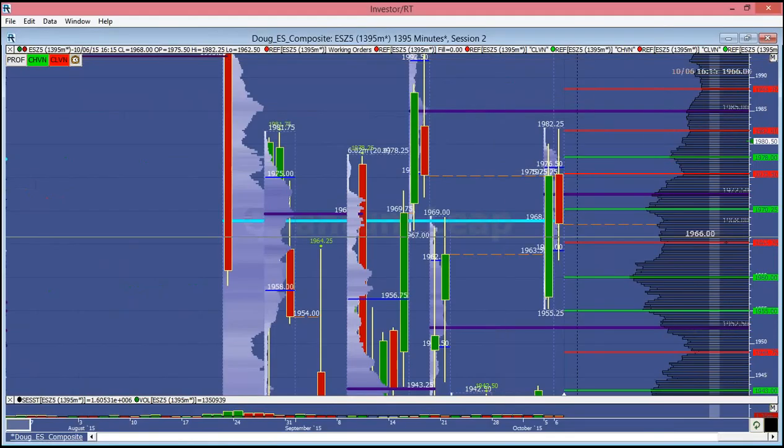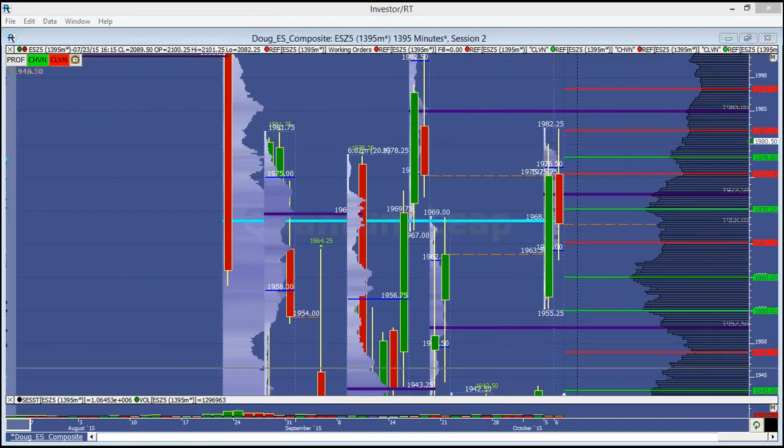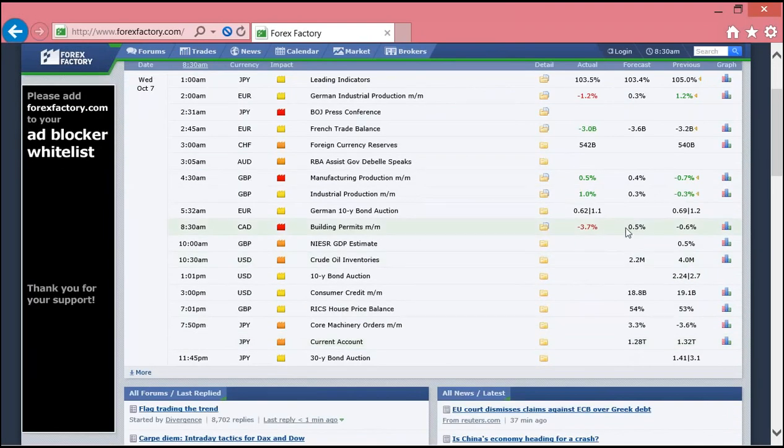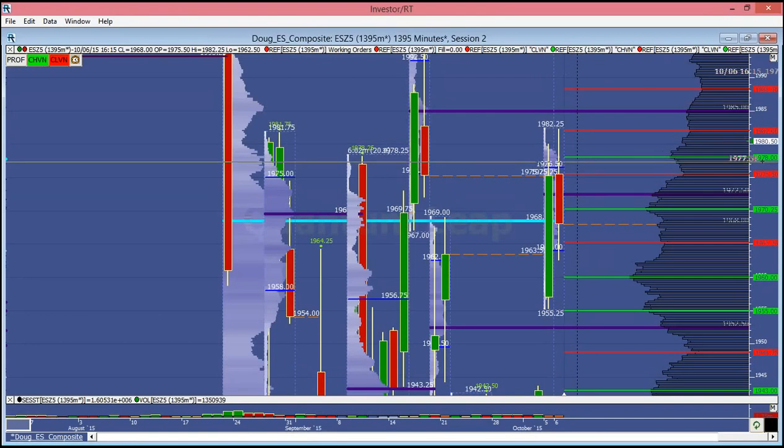Take a look at the big structure. Oh, before we do that, let's get the news out of the way. We had Canadian building permits, really big miss on the Canadian building permits this morning, and no real reaction. 10 o'clock, NIESR estimate for Great Britain, and then 10:30 crude. We've got the 10-year bond auction at 1 p.m., and then we got consumer credit at 3. So there's no real news this morning. So let's take a look at what I think in just a minute.